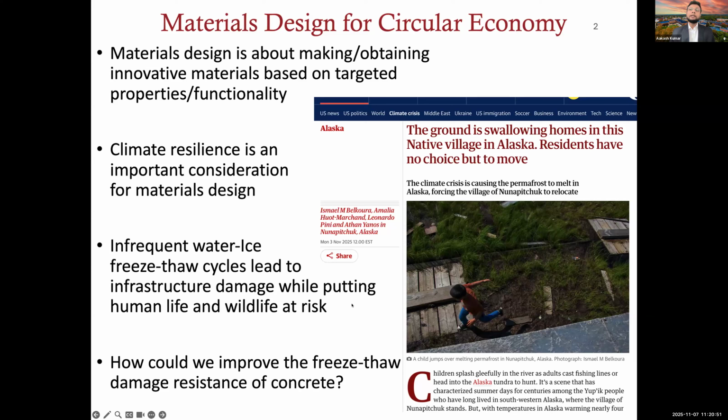And the focus has been this freeze thaw damage that we see not only in the Arctic regions such as Alaska, but also even in like Northeast US, I would say, where you have damage to buildings, damage to roads. How could you improve those properties, right? And so if you're thinking of concrete, which is again a big focus for many researchers, how could you increase the damage resistance, the freeze thaw damage resistance in particular, of concrete?